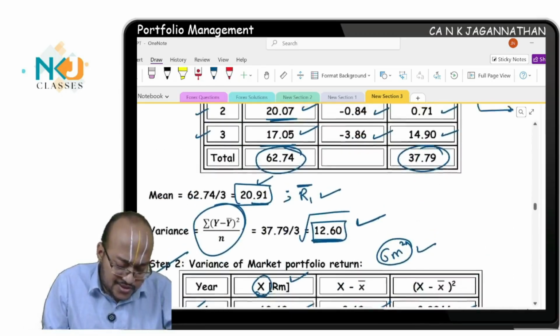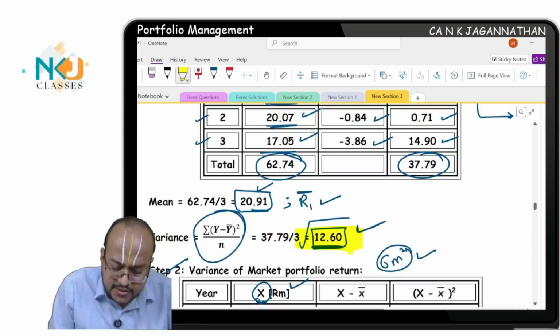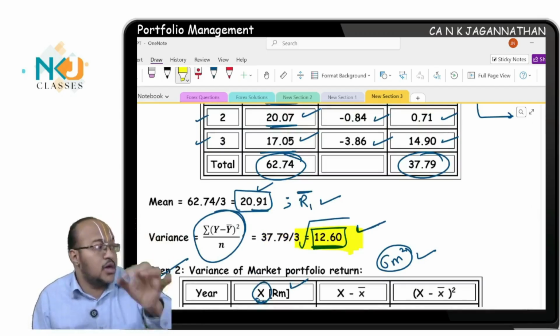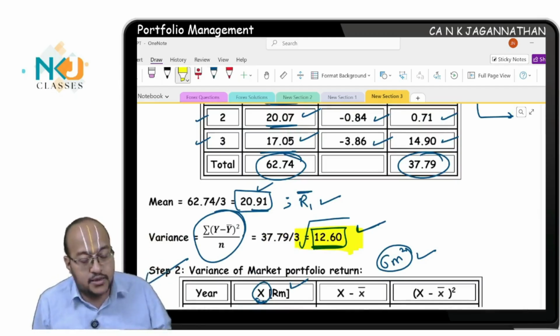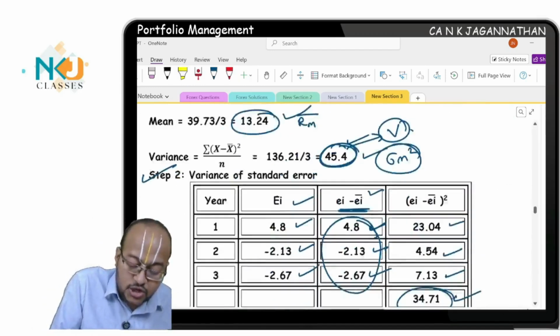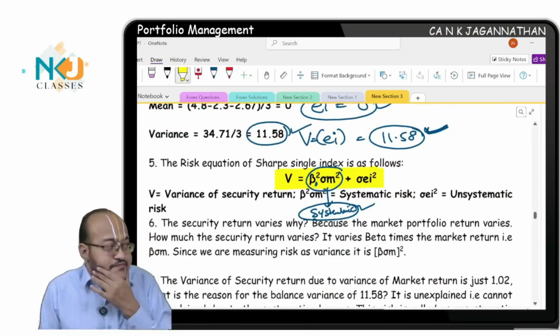Here if you notice, we got the variance of the security, how much? 12.6. Are you listening to what I'm trying to say? The variance of the security, we got it as 12.6. Agreed or not? We already computed, correct? In step 1. Now, this 12.6, we should now divide it into systematic as well as unsystematic.